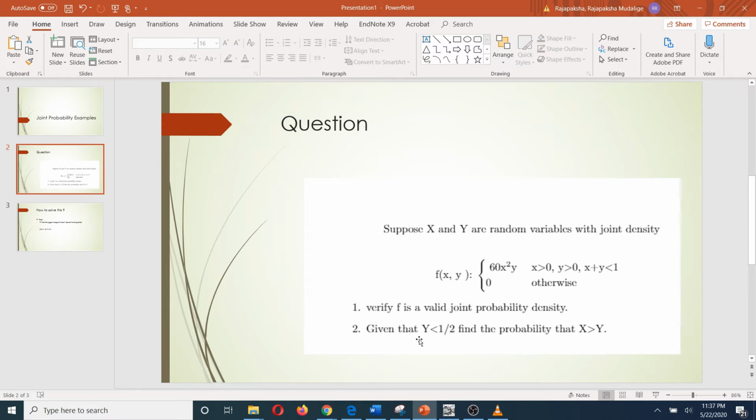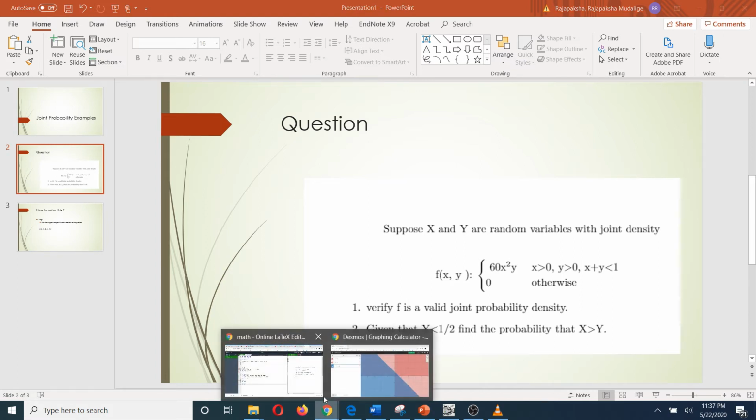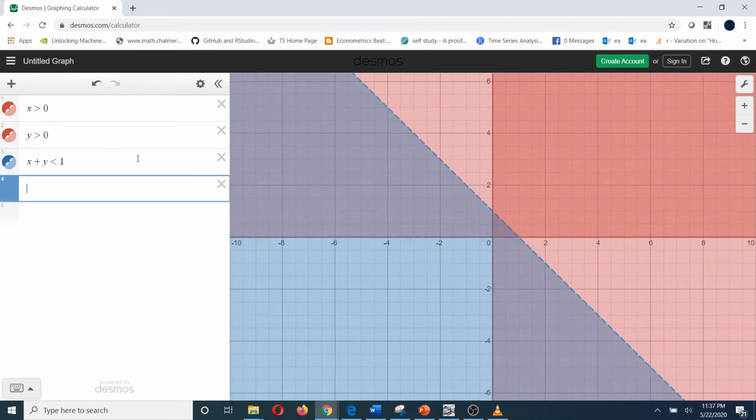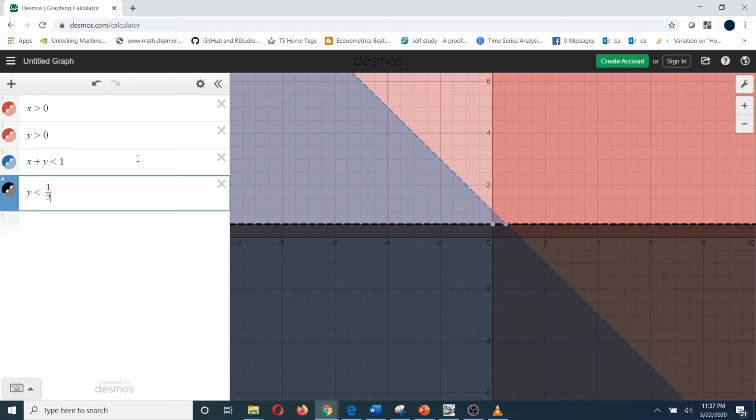So in this second question, we already did the first part, and for this second question you need to find the area where y is less than 1/2, such that x is greater than y. So now they have introduced two additional constraints or inequalities to the question. So let's draw these same inequalities in our chart. The first additional inequality is this: y is less than 1/2.